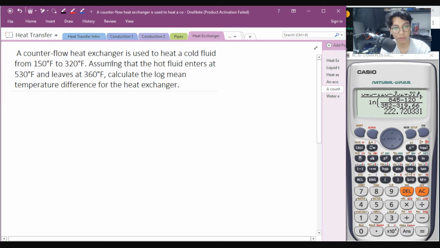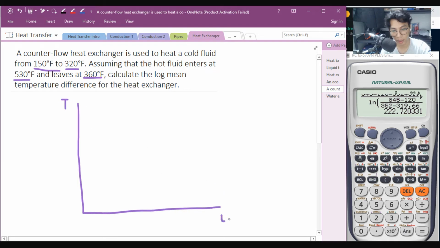So, meron kang binigay dito. Heat a cold fluid from. So, ini-heat mo yung fluid. Assuming the hot fluid enters at 530 and leaves at 360. Very basic yan. So, T, L. Okay, meron ka ditong hot fluid na 530, dito ka nagmula. Natapos at 360.